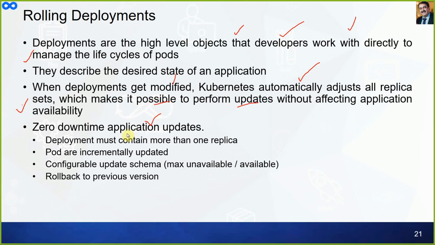The conditions are: the deployment must contain more than one replica. Pods are incrementally updated. A configurable update schema, like maximum unavailable, maximum available, maximum surge, all these things are possible. And you can also roll back to the previous version. Again, this is not the right time to ask questions on deployment, because we have a full comprehensive session on deployment with an appropriate lab assignment.